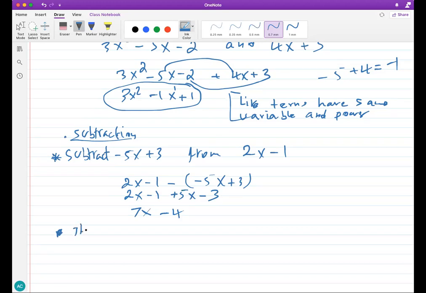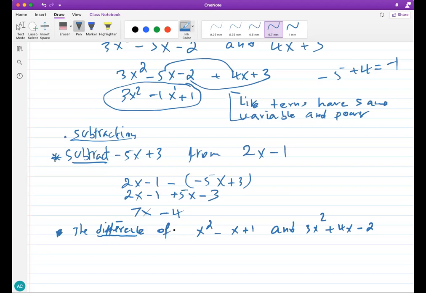The difference of x to the second minus x plus 1 and 3x to the second plus 4x minus 2. We have two trinomials. We want to find the difference. What do we mean by the difference? Subtraction. That's right. So difference means to subtract.